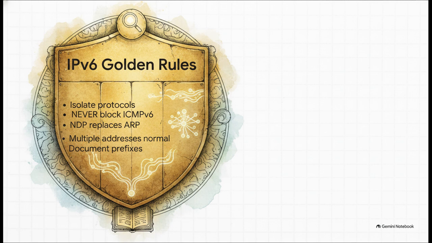Number 1, isolate your protocols when testing. A dual-stack failure might be completely invisible unless you're using tools like curl -6 to ensure you are actually testing the IPv6 path. 2, never block ICMPv6 entirely. Types 1, 2, 3, and 133 through 137 are non-negotiable for a functioning network. 3, remember that NDP completely replaces ARP, so you have to understand its reliance on multicast. 4, multiple addresses on a single interface are completely normal. It is not an error. And 5, always document your prefix delegation, because sudden ISP prefix changes will silently break your static configurations.